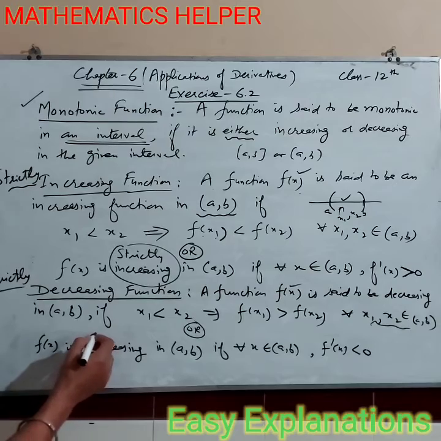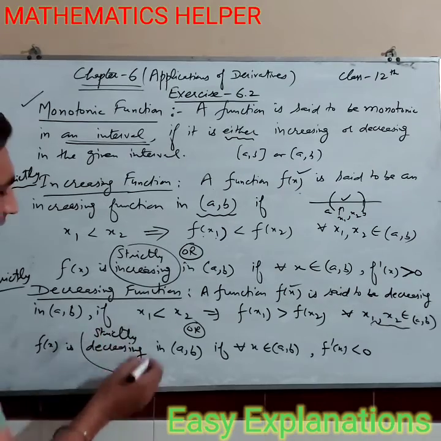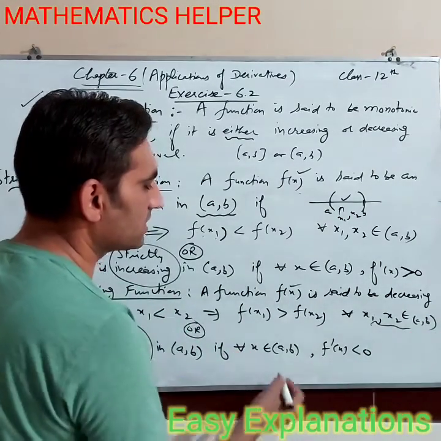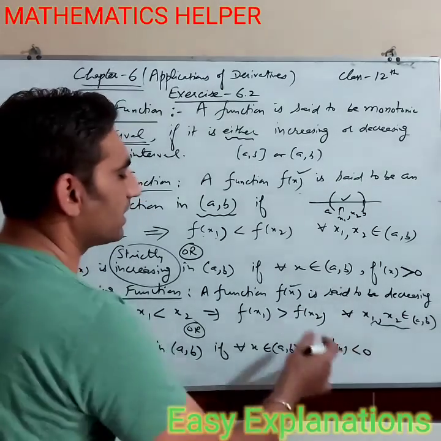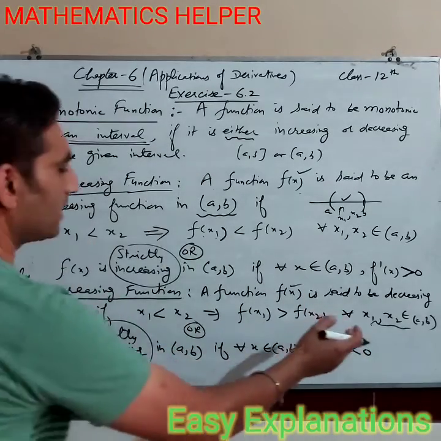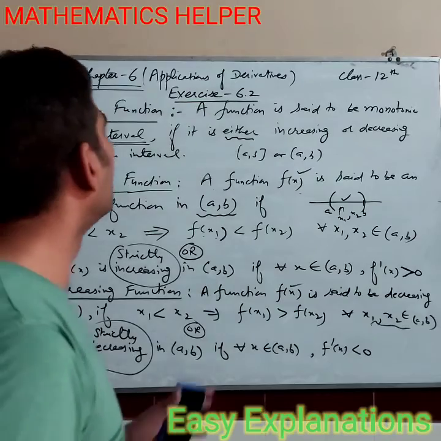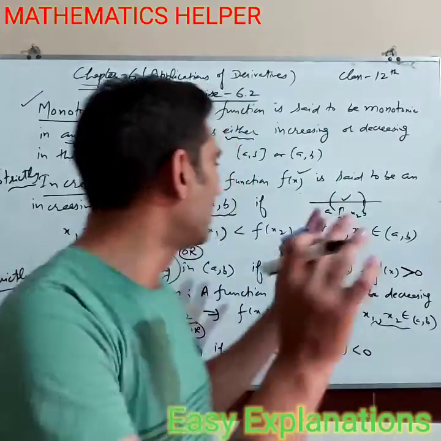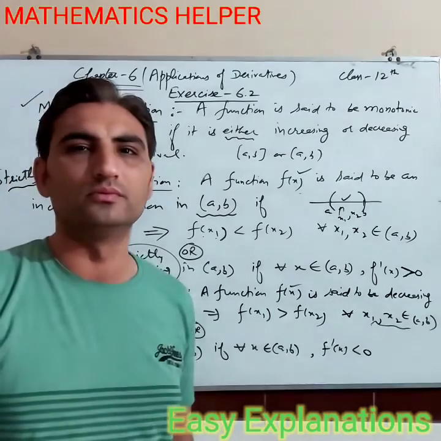This method for finding the strictly decreasing function, you can use the same derivative form also. If the derivative is less than 0, here also there is no equality, so it is strictly decreasing. So for decreasing, the first derivative is less than 0. There are a few results which we have to remember for exercise 6.2. I hope you will remember all these. Now we are going to start exercise 6.2.